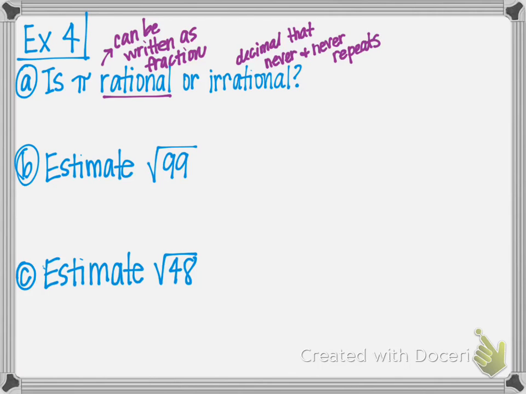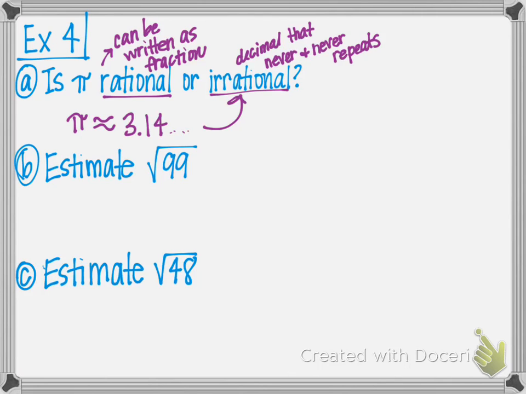Okay, so what do you know about pi? It's 3.14. No, it's not 3.14. It's about 3.14. It actually goes on forever. So that means pi is irrational. Okay?